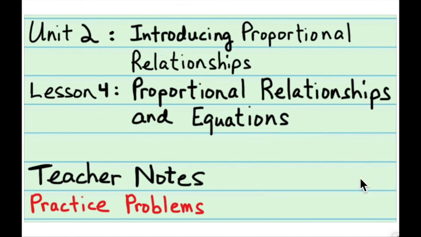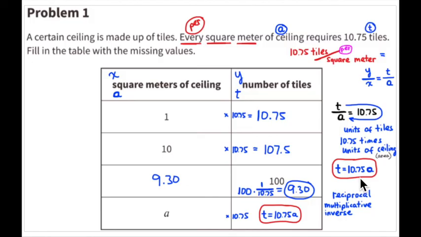Okay, these are the practice problems for lesson 4. And in this first problem, you're given ceiling tiles. Their ceiling is made up of tiles, and they measure the area of the ceiling as every square meter of area requires 10 7/75 tiles. So we're going to call the tiles T, and we're going to call the area of the ceiling A. So the square meters of the ceiling is A, and the number of tiles that you need to cover that area is going to be T.